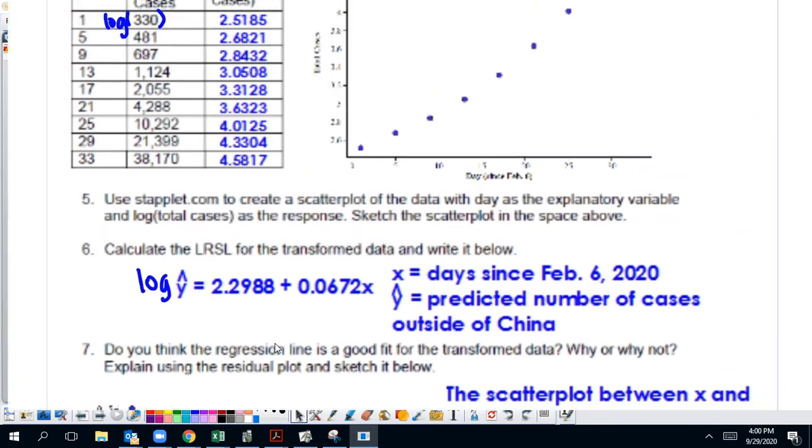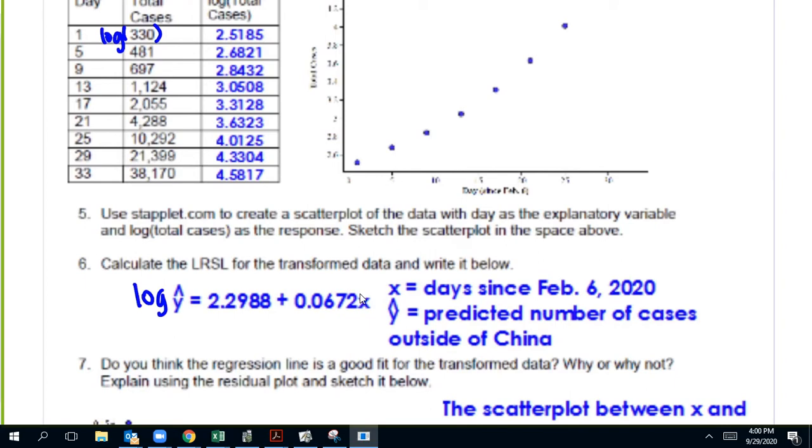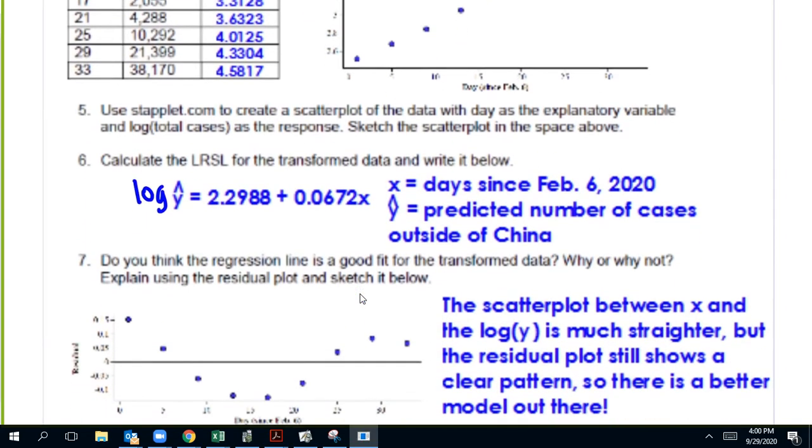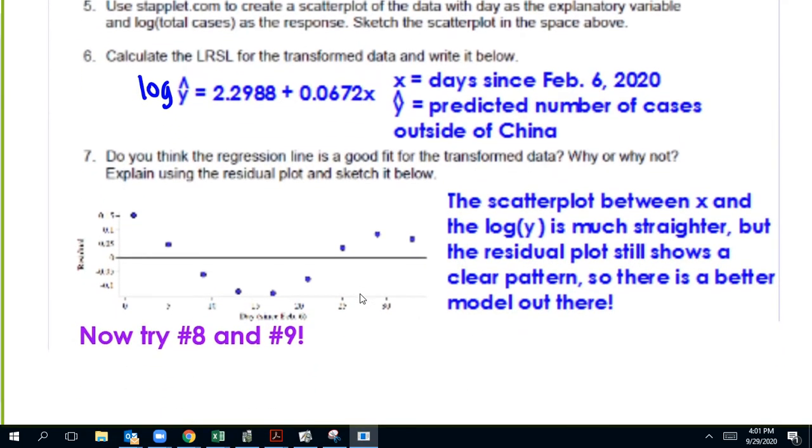Number 7 was for you to see if it was a good fit. So we did another residual plot. And I did notice that my scatter plot was a lot straighter, but the residual does still show a clear pattern. So even though we straightened out our original curve some with transforming it, we still can get a little better. So now you can try 8 and 9.